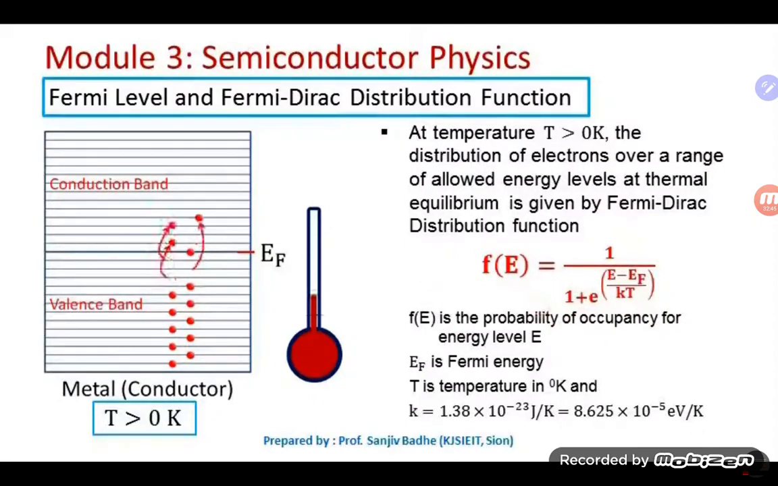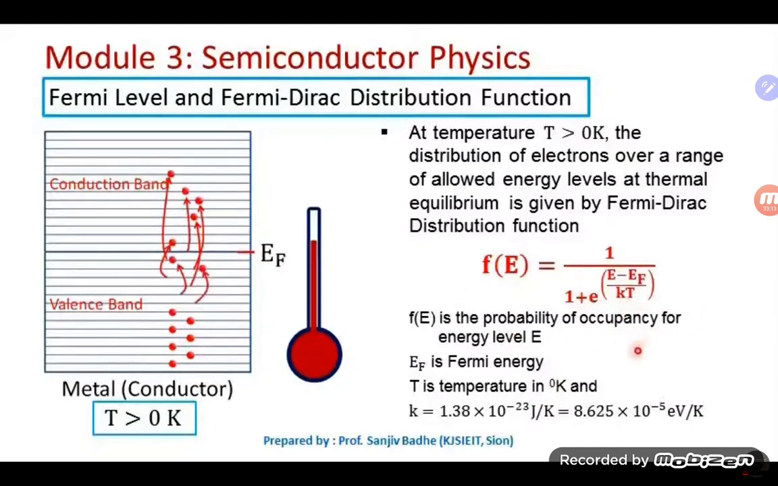This probability of occupancy is very important because it can be used to find out the number of electrons. If we know the density of states, that is the number of energy levels per unit volume, and multiply it by the probability of occupancy, then we can calculate the number of electrons per unit volume, that is, the electron concentration.